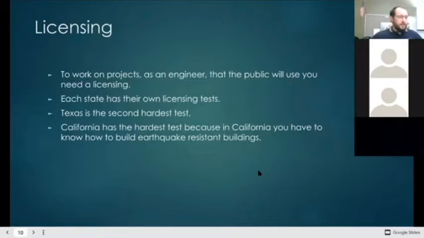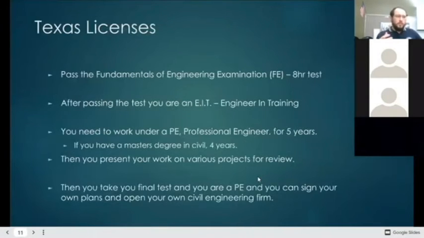The test is called the FE, Fundamentals Exam, and then your license is called an EIT, Engineer in Training. Once you're an EIT, you can work for 5 years under a professional engineer or multiple engineers, different companies, depending on how you run your career. For 5 years, you're training under them, learning from those who are already ahead of you. Sort of like an apprenticeship, but you're paid. You're paid full benefits.